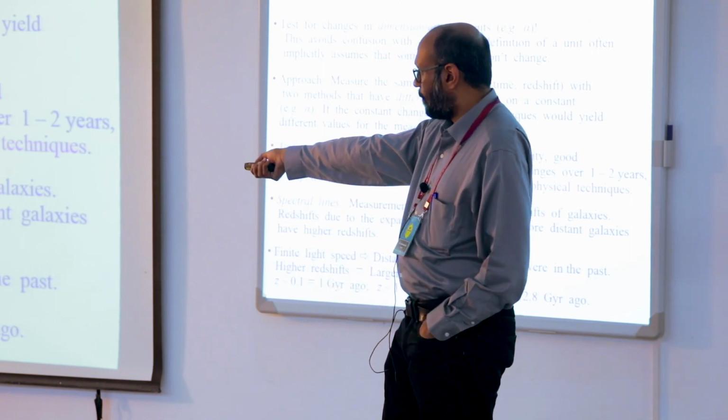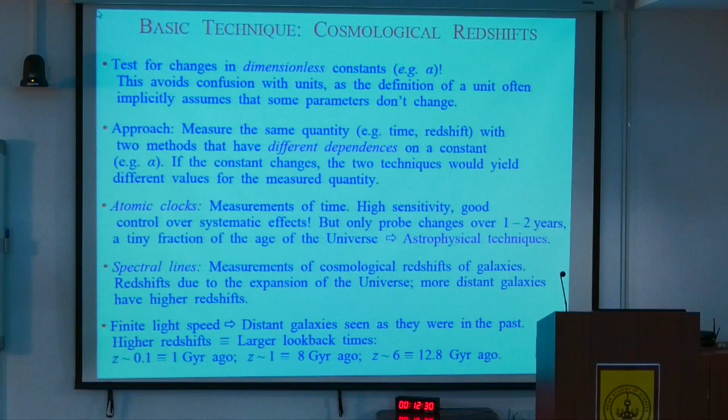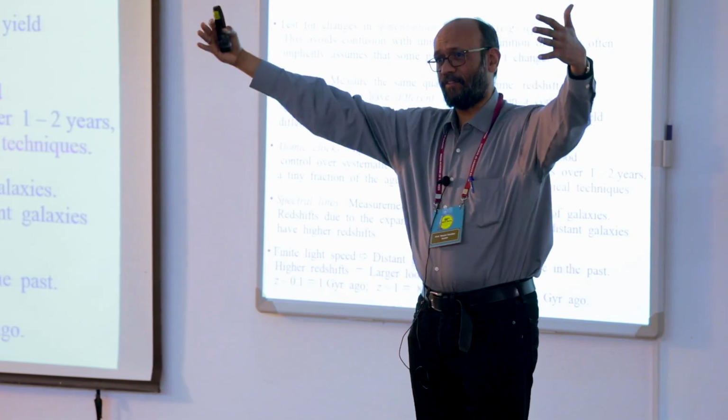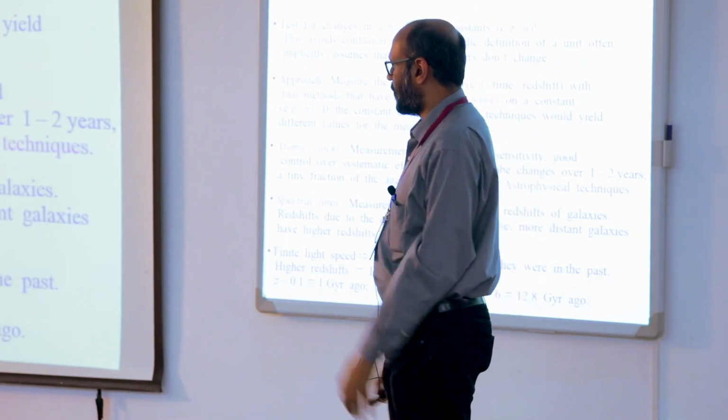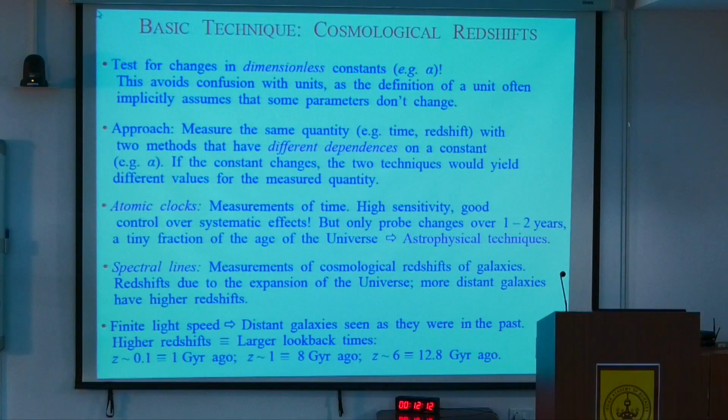So I'm going to focus on one particular astronomical technique using spectral lines. And that's based on measurements of the cosmological redshifts of galaxies. And of course, the redshifts are because of the expansion of the universe, and more distant galaxies have higher redshifts. The further the galaxy is, the higher its redshift. And this is where things become interesting. The fact that the speed of light is finite means that you're observing these distant galaxies as they were in the past. So for example, a redshift of 0.1 corresponds to about 1 billion years ago. A redshift of 1 corresponds to 8 billion years ago. A redshift of 6 corresponds to about 12.8 billion years ago.